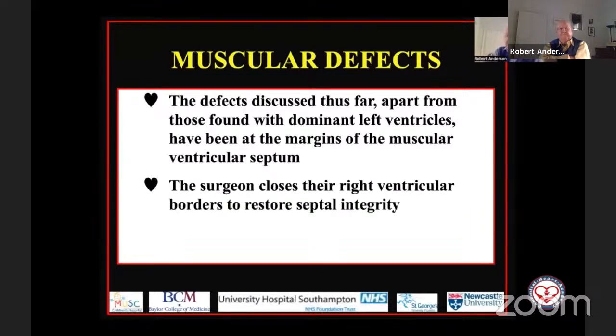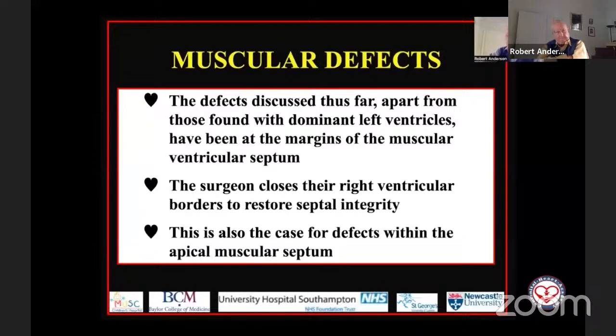They have not been muscular. But despite that, apart from straddling tricuspid valve, it is the right ventricular borders that have been closed by the surgeon to restore septal integrity. And this, in fact, is also the case for those defects we find within the apical muscular septum. So we started with muscular defects, but those muscular defects reflected the primary interventricular communication. We couldn't close those defects because they were obligate parts of the circulation.